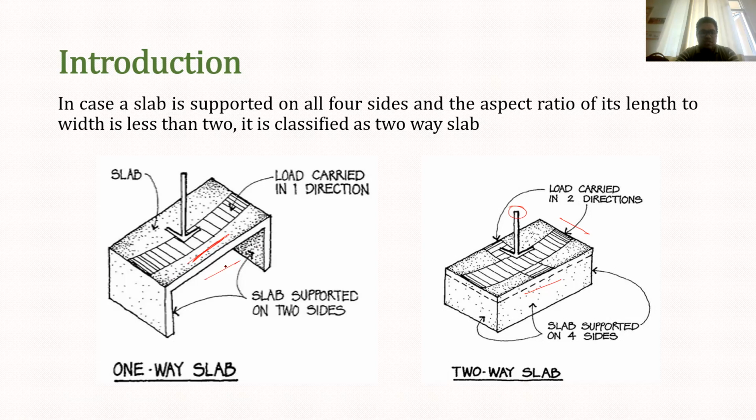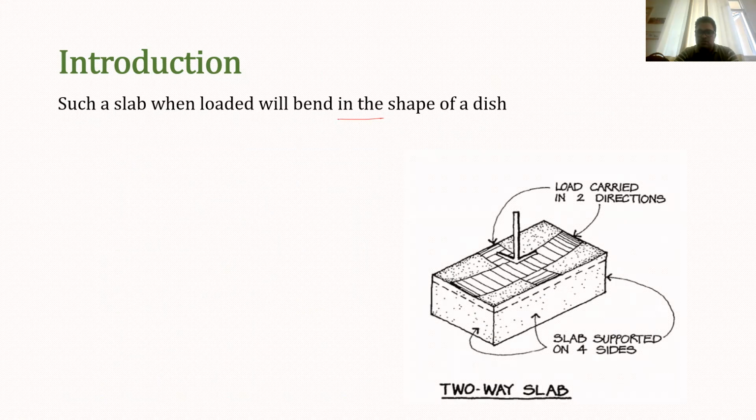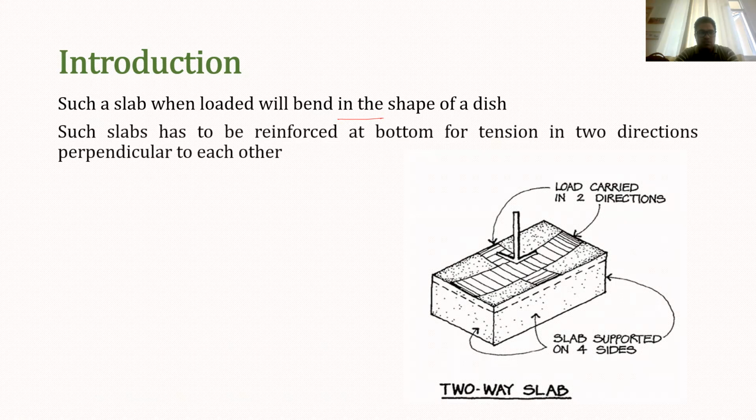So this one-way slab and two-way slab can be classified based on the aspect ratio also. If the longer span to shorter span is less than 2, then we classify the slab as a two-way slab. If longer to shorter span is equal to or more than 2, then we classify the slab as a one-way slab. So as I said, such a two-way slab when loaded will bend in the shape of a dish plate. So this we have seen.